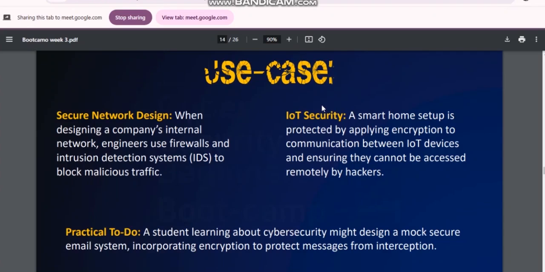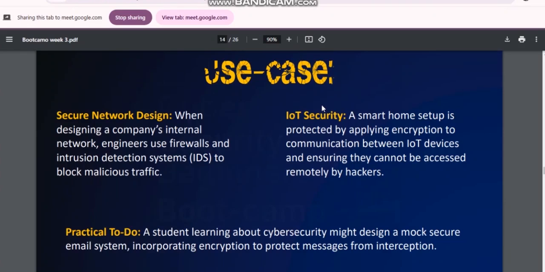For the practical, a student learning about cybersecurity might design a mock secure email system incorporating encryption to protect messages from interception. Or even as you are setting up your home lab, you scan all your devices. If you have a printer in your house or anything that listens to the internet, you scan them to know if there are open ports that are vulnerable and might be accessed remotely by hackers.